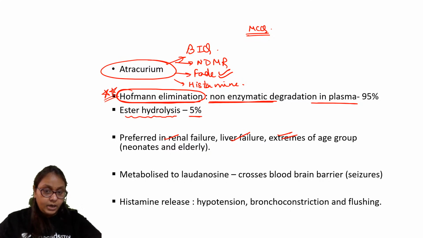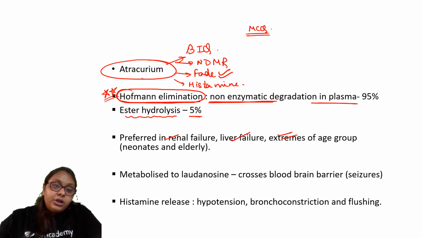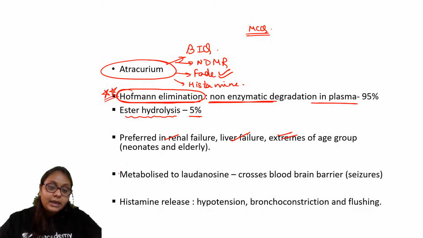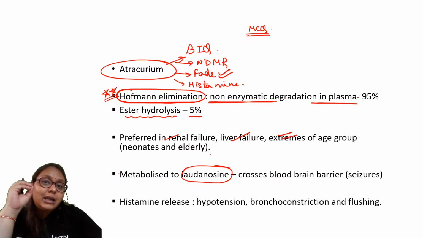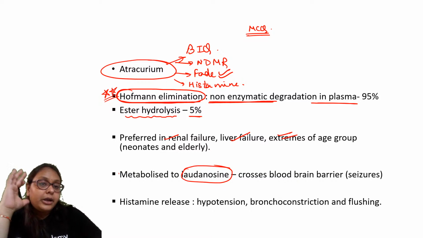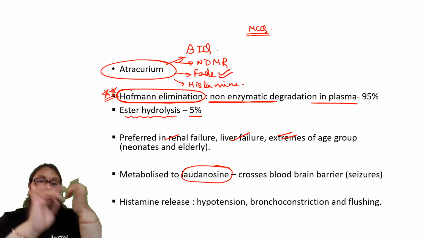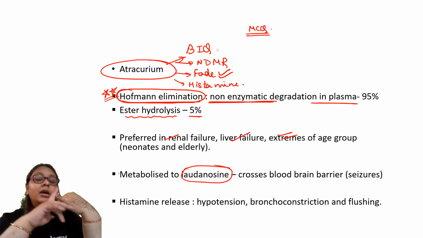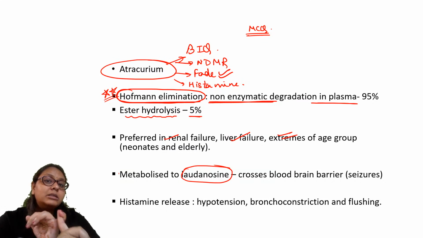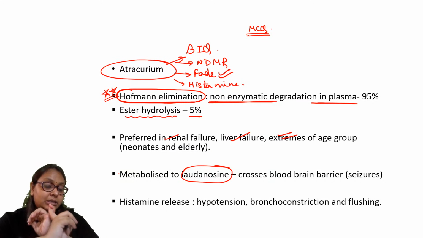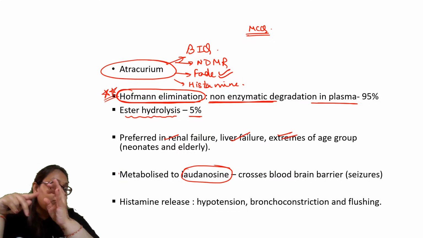Remember. Okay. Now what is the second point to remember about atracurium? Its metabolized product is laudanosine. And this laudanosine can cross the blood-brain barrier and can cause seizures. So atracurium, Hofmann elimination 95%. Laudanosine, which can cross the blood-brain barrier and can cause seizures, and also histamine release.